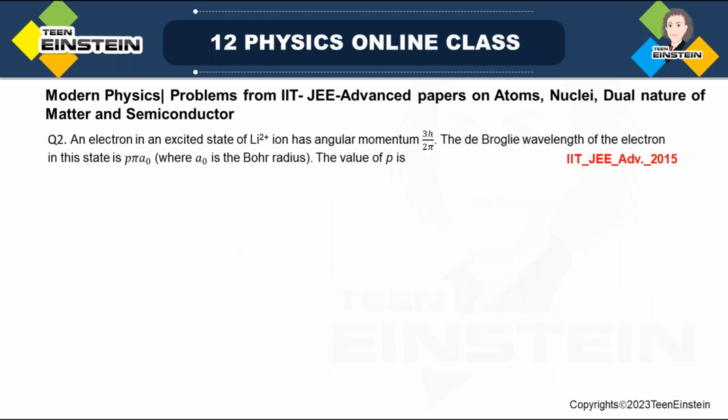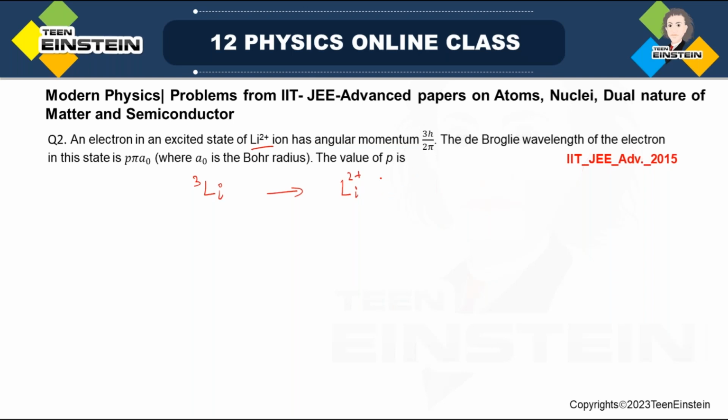So this is also a JEE Advanced 2015 problem. An electron in an excited state of lithium. So we know lithium actually has 3 electrons, and when we excite it to 2 plus state, that means it acts as a hydrogen-like atom. So this becomes a hydrogen-like atom.